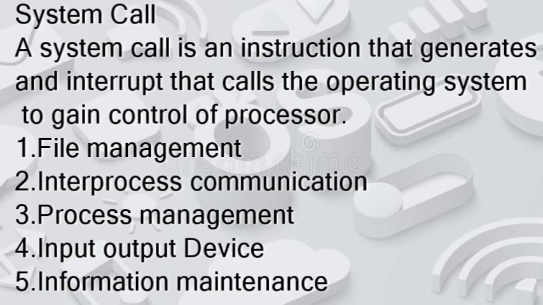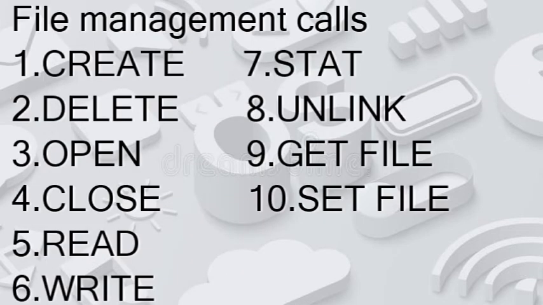So basically we have different types of system calls. That will be file management calls, inter-process communication, third is process management, then we have input output management, then we have information maintenance. So these are the 5 categories of system call that we have. Now coming to each and every call one by one.